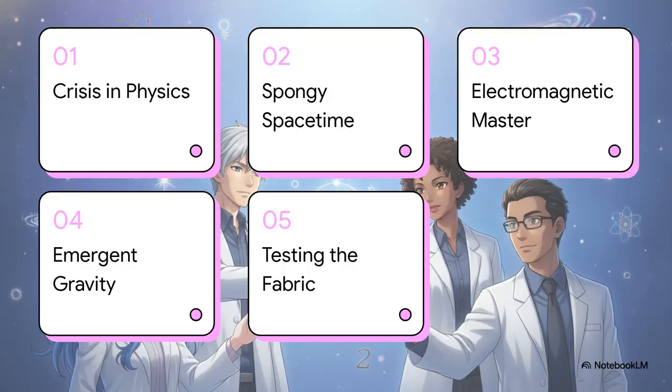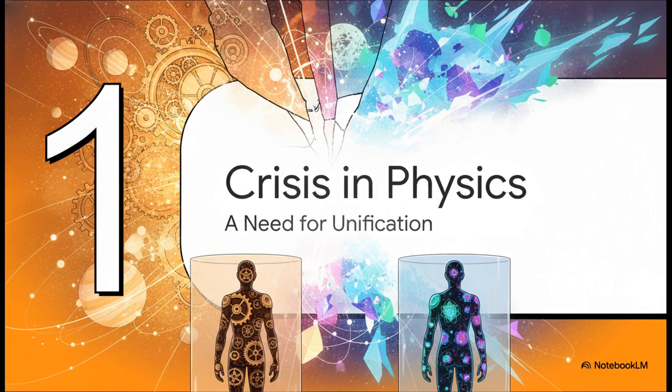Here is our flight path today. We'll start with number 1, the crisis in modern physics. Then 2, the spongy spacetime hypothesis. 3, the electromagnetic master force. 4, how gravity actually emerges. And finally, 5, testing the living fabric. We're going to zoom all the way down to the smallest pieces of the universe and build reality back up together. Let's get started. Section 1, the crisis in modern physics.